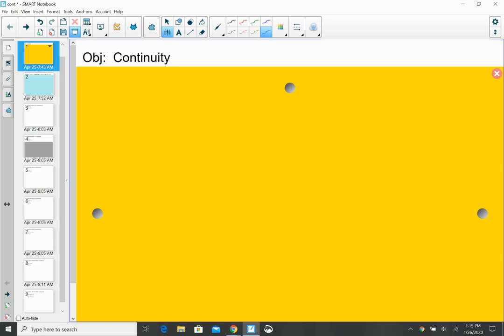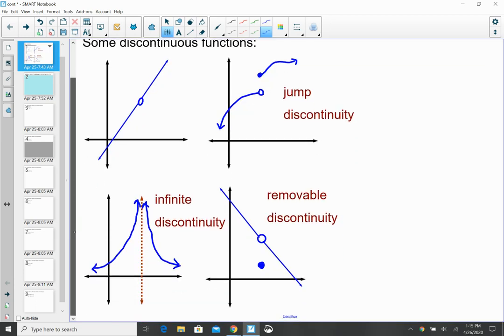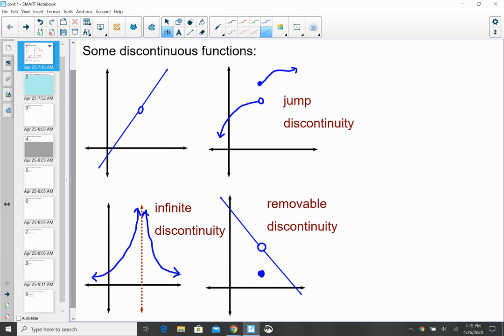I just want to show you an image of several types of functions that are discontinuous. So here you have this first one, which has what we call a point discontinuity. There's a break in the graph. It's not continuous. Here we have something that has jump discontinuity, because this function jumps from one piece to the other. Very popular with piecewise functions.